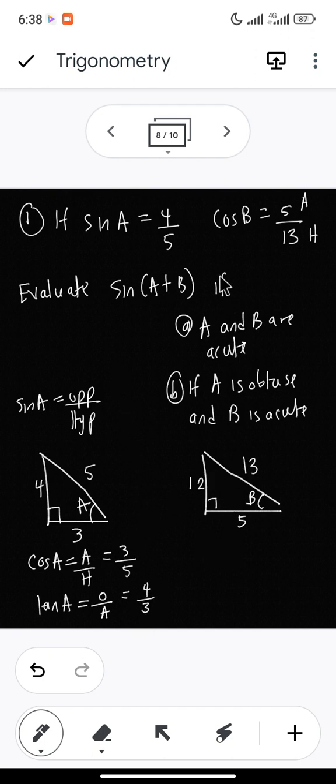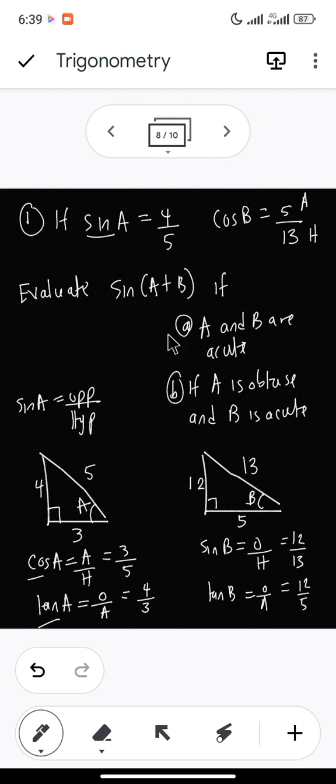And for the second triangle, we already have cos, right? So sine B is going to be opposite over hypotenuse, which gives us 12 over 13. And tan B is going to be opposite over adjacent, which gives us 12 over 5. So here, for the first one with A, we have sine, cos, and tan, and that's the reason why we have the complete set of ratios from the start of this question.